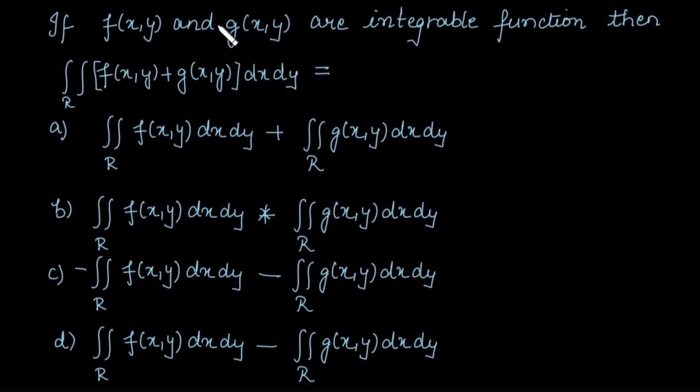Next question is, if the functions f and g are integrable functions, then this double integration over the function f plus g is equal to what? So these are simple properties. Just as in a single integral we can separate the functions, similarly over here we can distribute the double integration over the functions f as well as g, but there will be a plus sign because we have plus here. So hence option A is correct.